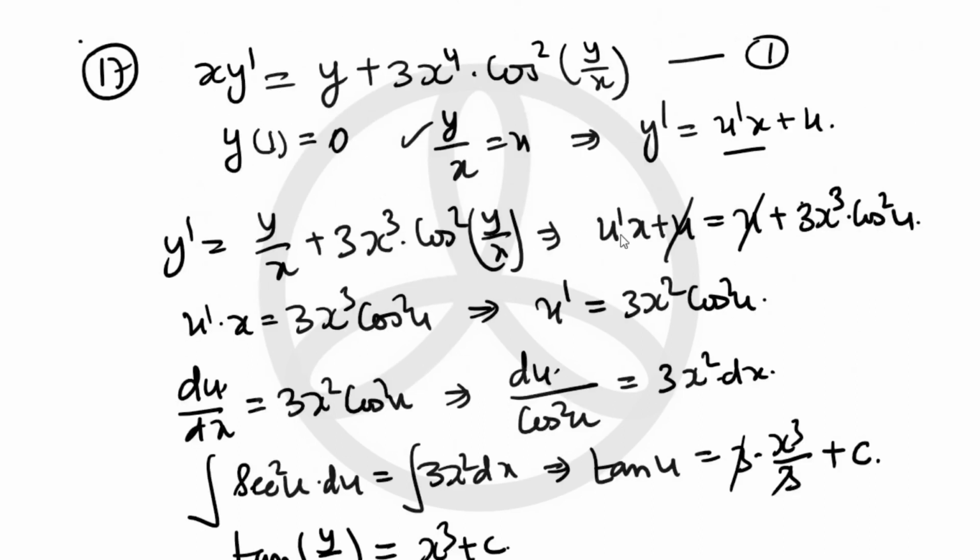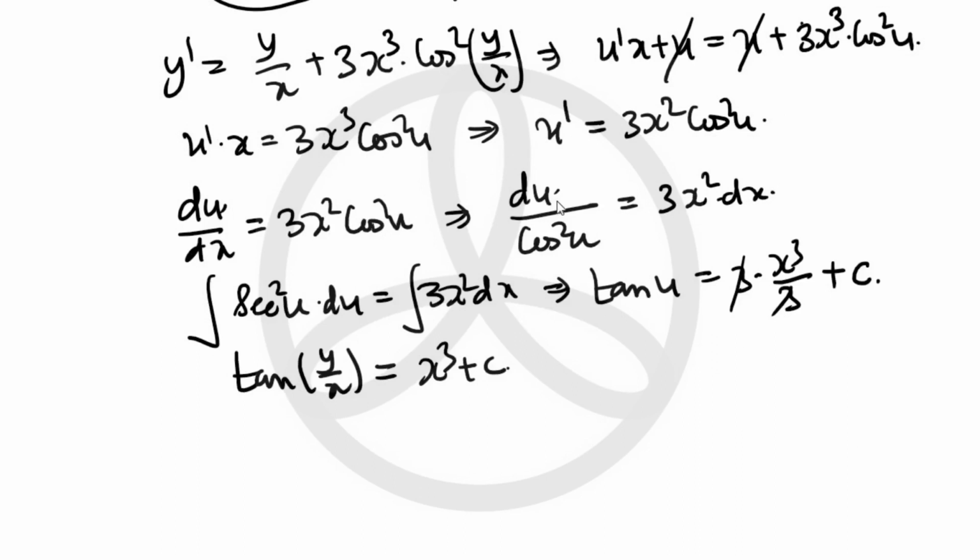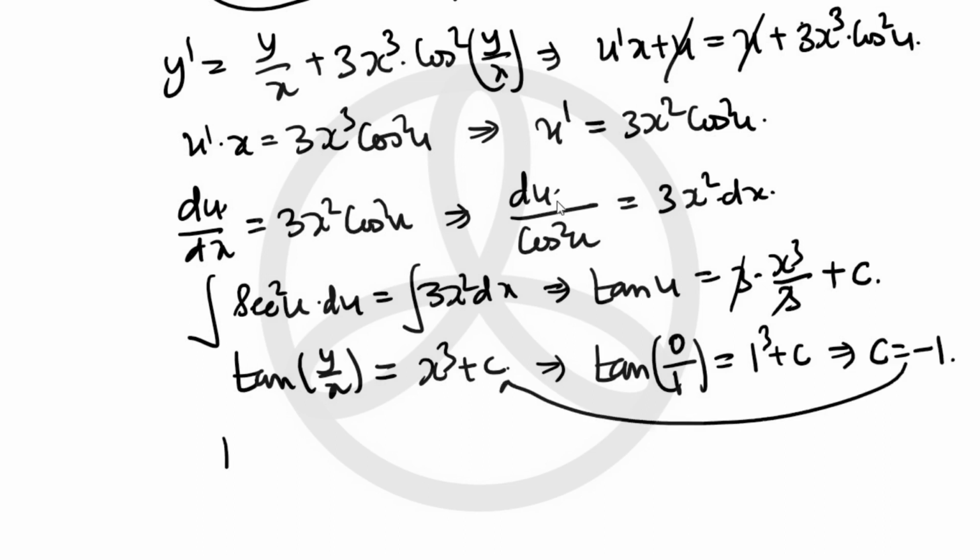Now if we make use of the initial condition which is given here, at x is equal to 1, the value of y is equal to 0. So here it will become tan of 0/1, and here it will become 1 cube plus c. This will give us c is equal to minus 1. When we substitute minus 1 here, we will have tan of y/x is equal to x cube minus 1.